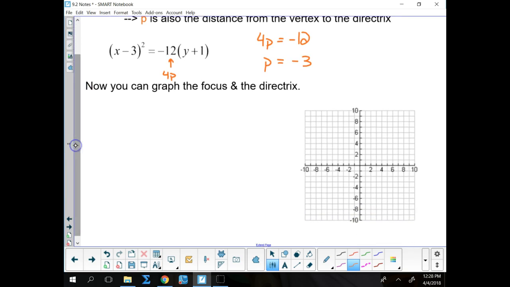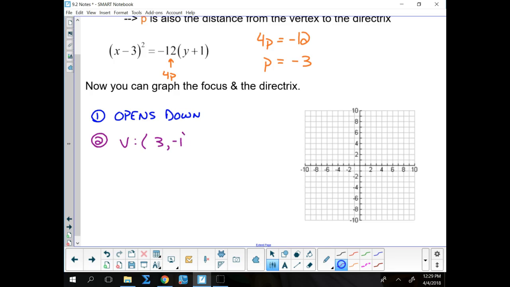So now, step number 1 told us that our opening was down. Right? Because this was example A on the last slide. Okay? So we said it opened down. X is squared. 4p is negative. It's going to open down. Okay? Step 2 said that our vertex was at, we said positive 3 comma negative 1, correct?